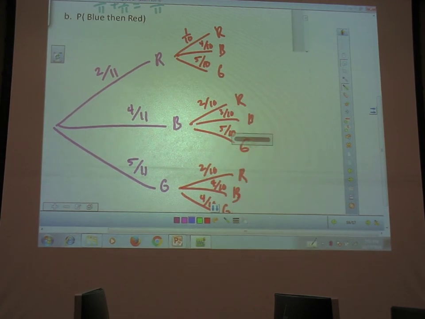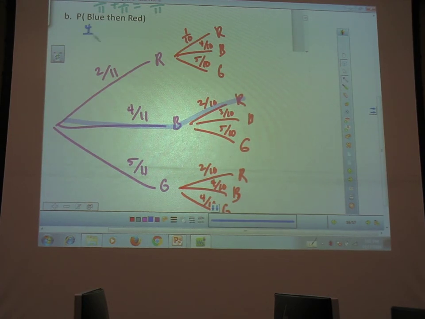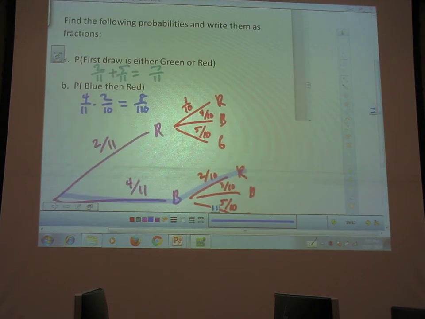Blue, then red, that path. What's the probability of that? 4 out of 11 times 2 out of 10. Blue and then also red, and we multiply. So 8 out of 110. I'm fine with that. If you want to reduce it, that's great, you don't have to. Okay, so far?